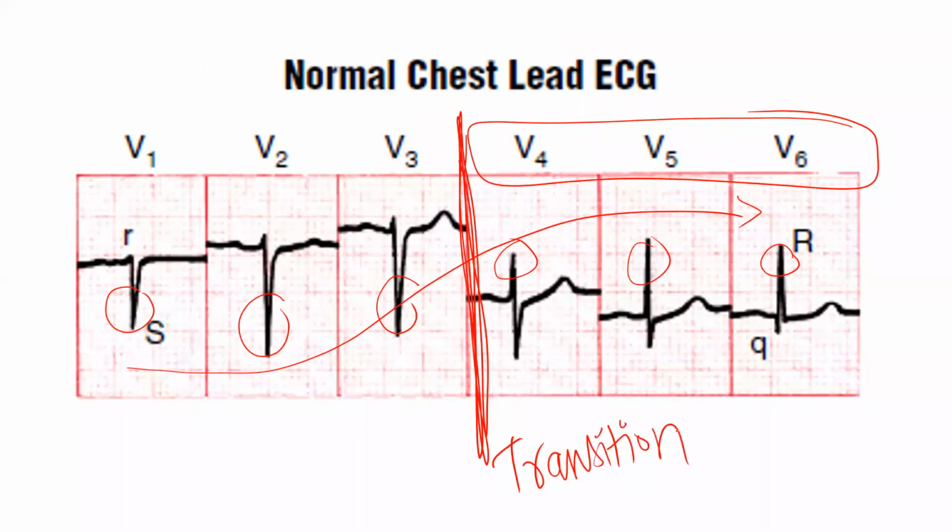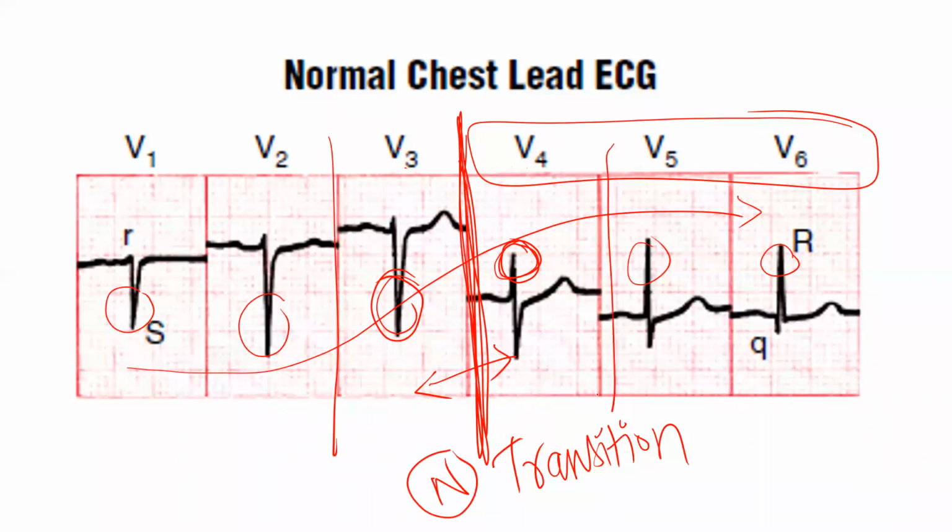This is a transition. See, this negative has suddenly become a bigger positive. So this is called transition. If it occurs between V3 and V4, it is called normal transition. Sometimes there is a transition between V2 and V3 only. Some from V4, V5. This is called early transition. This is called late transition.